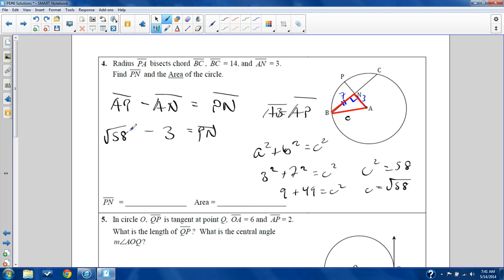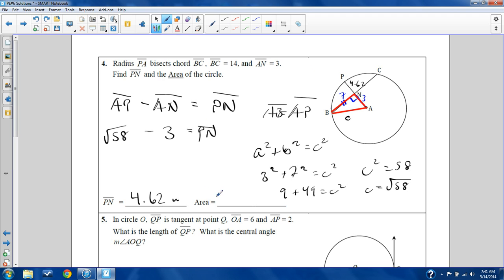Let's go ahead and round to 2 decimal places. You punch it in your calculator. You do all the stuff. You get PN is about 4.62 units. Okay, so this length right here is 4.62.